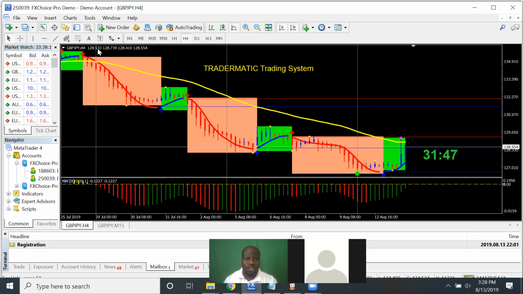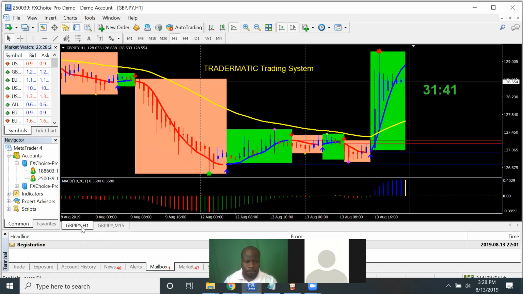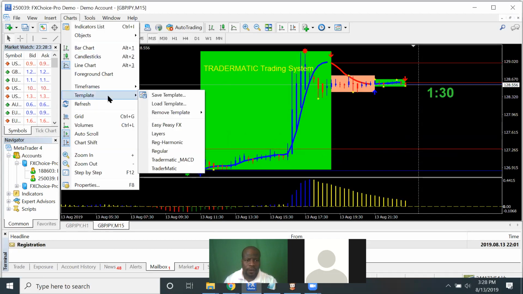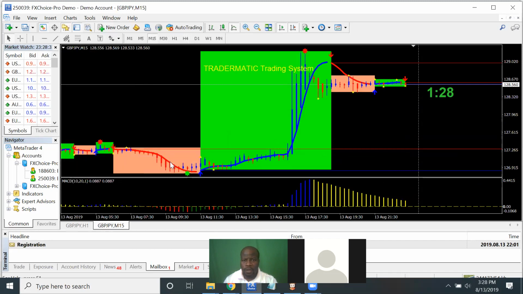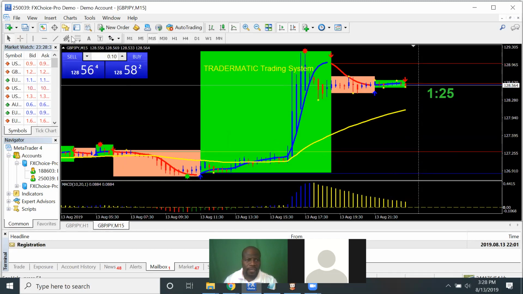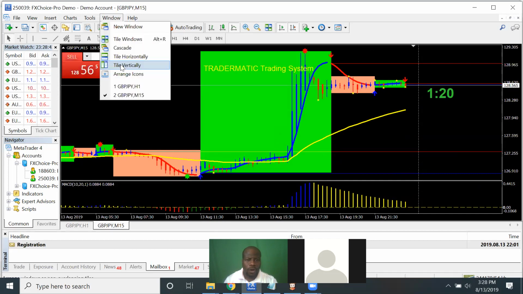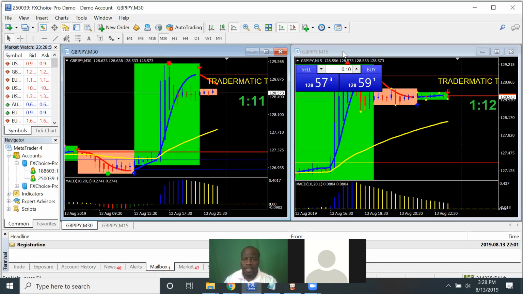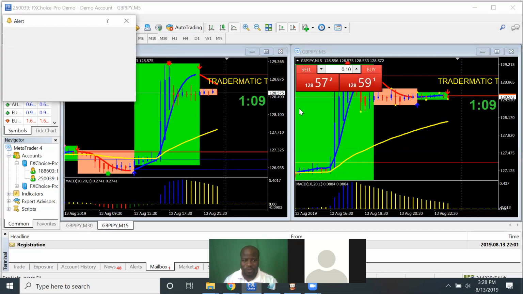So let's assume I want to trade the news now. This is how I will set my chart. This is how my chart will look like. My chart will look like this, and of course the same thing here. So I will have my chart look like this. Then window, I will type vertically. So this is 1 hour, this is 15 minutes. And if that is too much for you, you can change this one to 30 and put this one for 5 minutes. This is news, okay, guys?